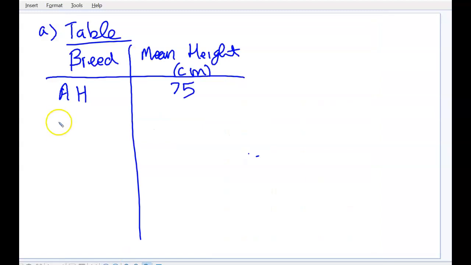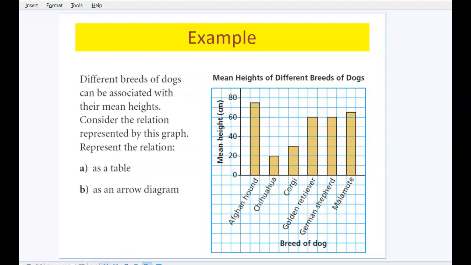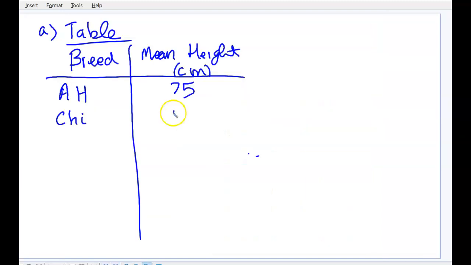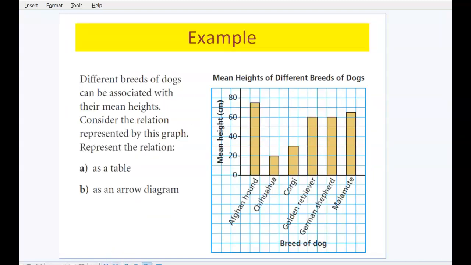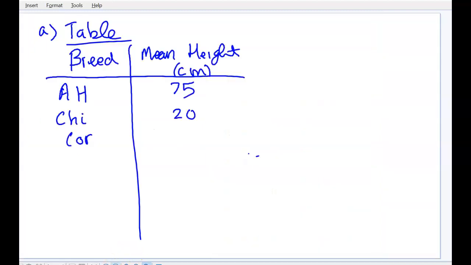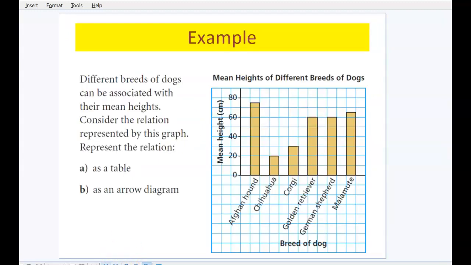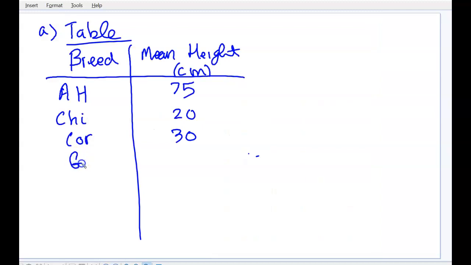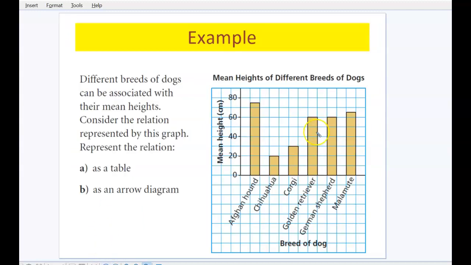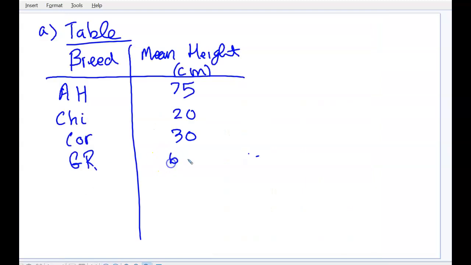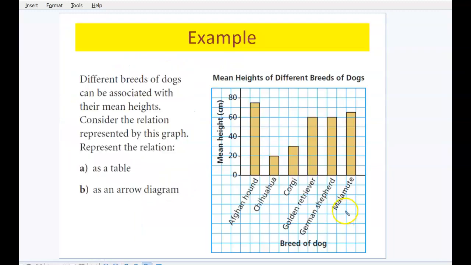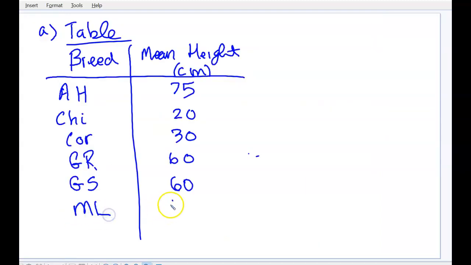The Chihuahua has a mean height of approximately 20 centimeters. The Corgi has a mean height of approximately 30 centimeters. The Golden Retriever has a mean height of 60. The German Shepherd also has a mean height of 60, and the Malamute is approximately 65. So there would be our table.